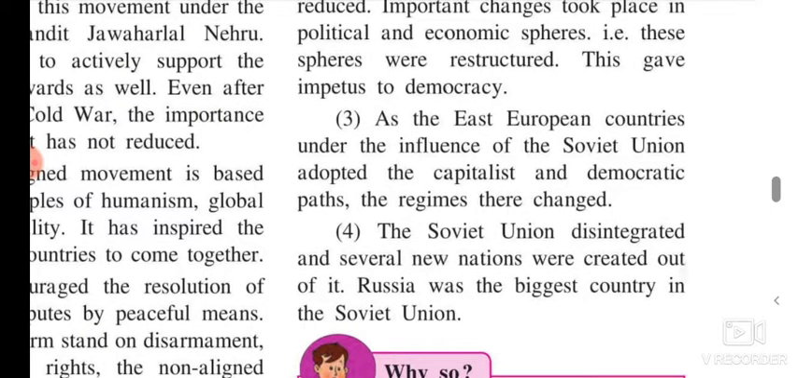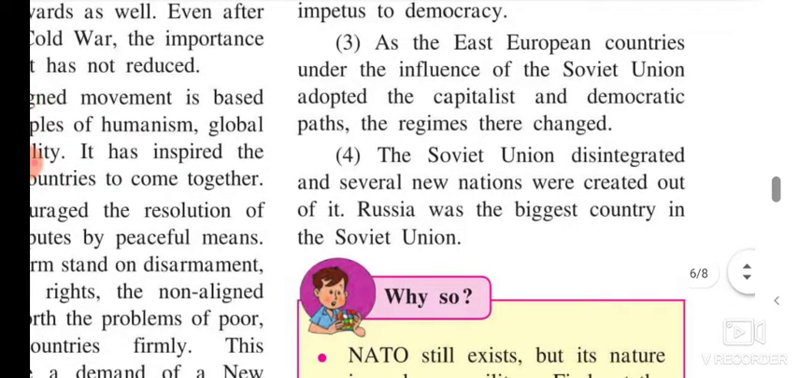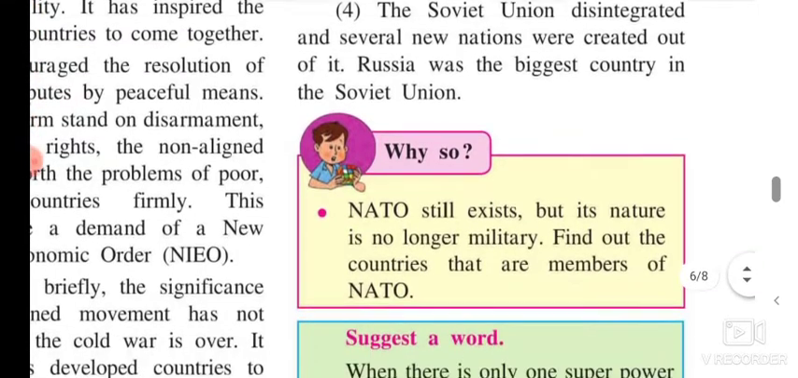Third one, as the East European countries under the influence of the Soviet Union adopted the capitalist and democratic paths, the regimes were changed. The Soviet Union disintegrated and several new nations were created out of it. Russia was the biggest in the Soviet Union.